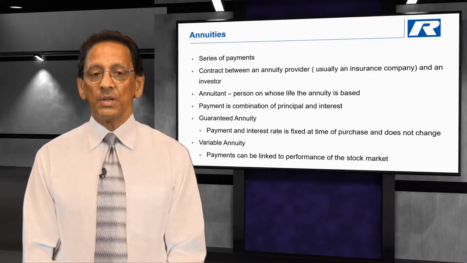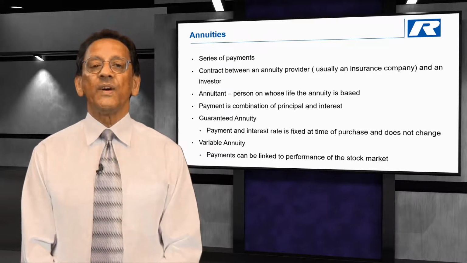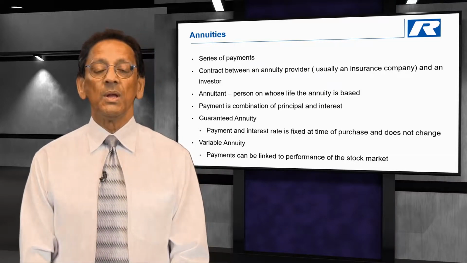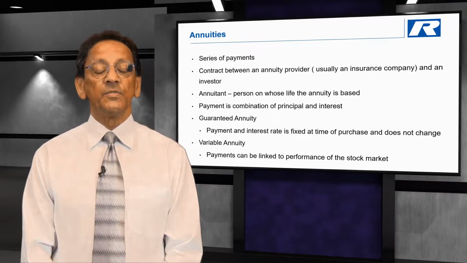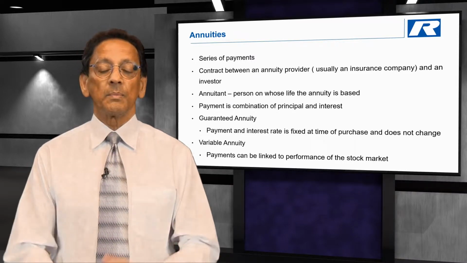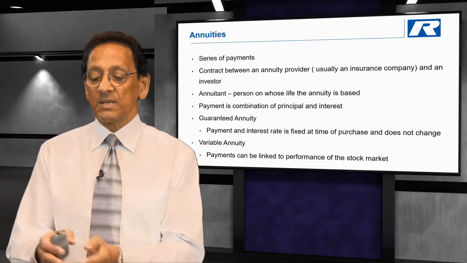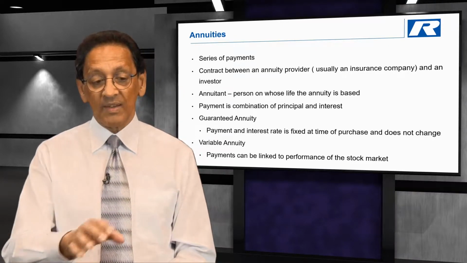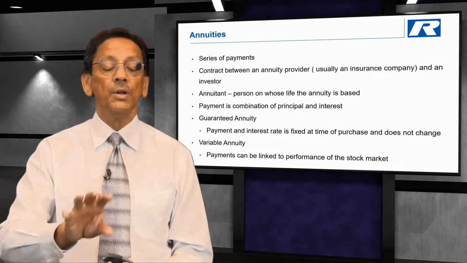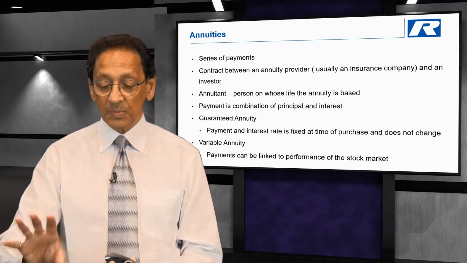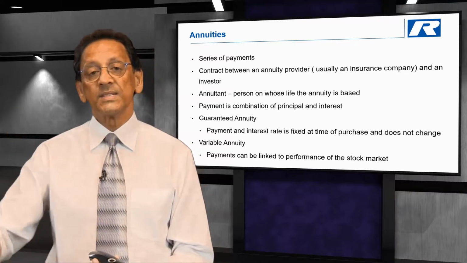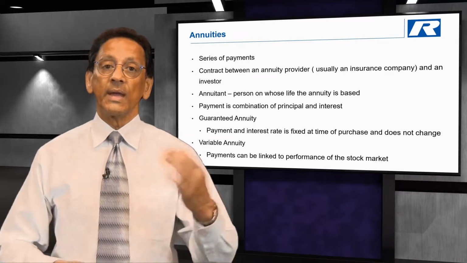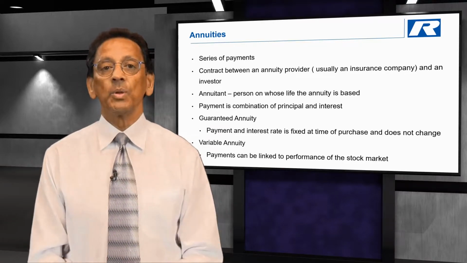A variable annuity is one where the payments are linked to the stock market or to a segregated fund, as an example. You might say, I want to receive $2,000 a month, but I want you to take my principal investment and invest it in these 3 segregated funds. So instead of having a guaranteed return in your annuity, you may have your principal invested in a segregated fund that's increasing or decreasing in value along the way. So there are guaranteed annuities and variable annuities.